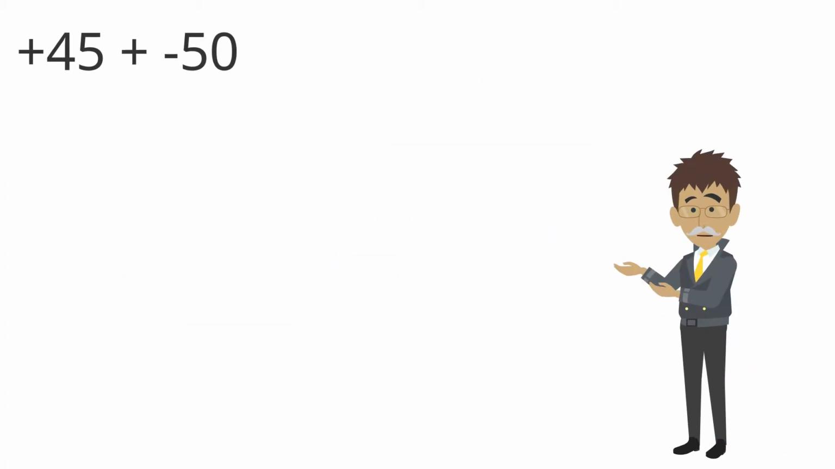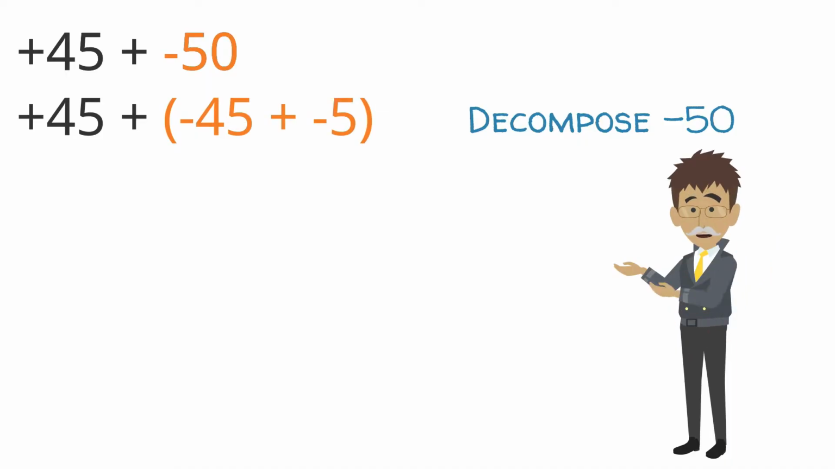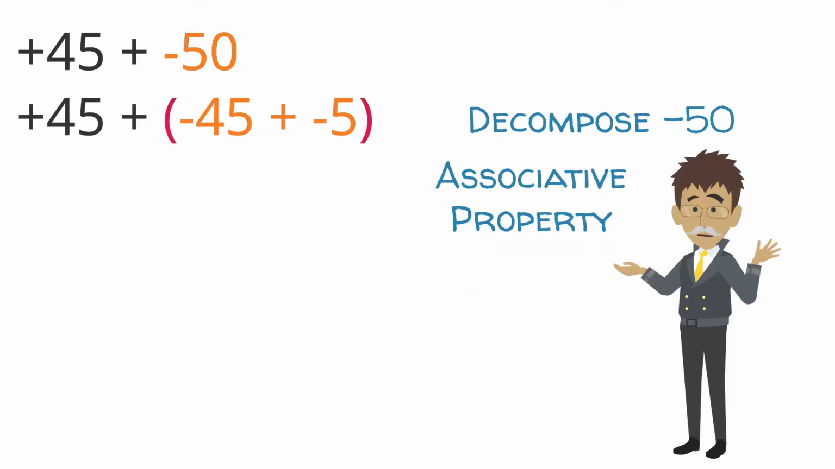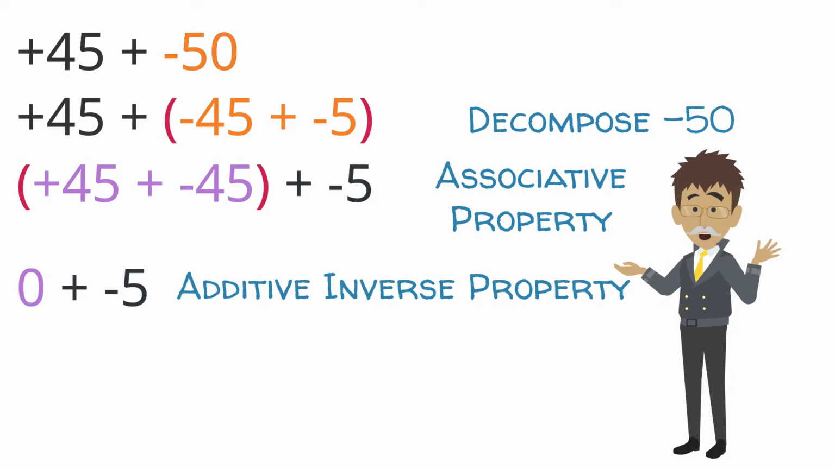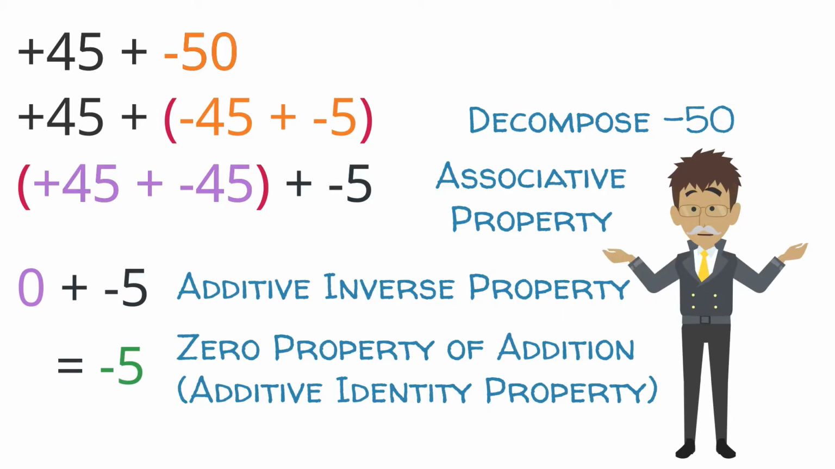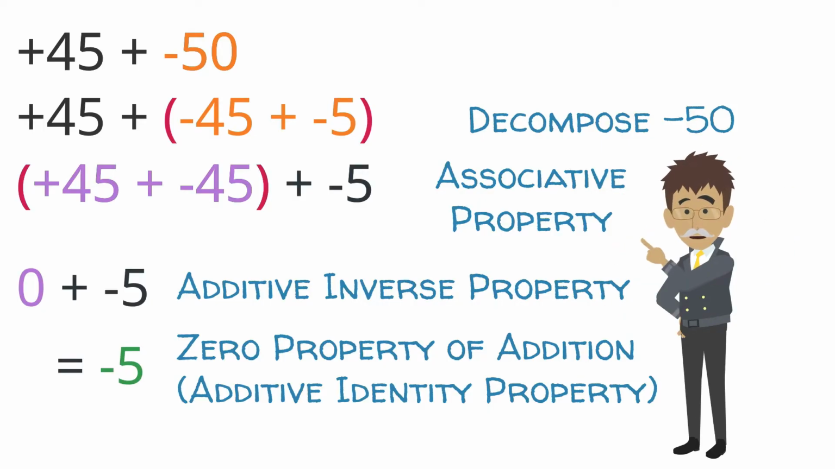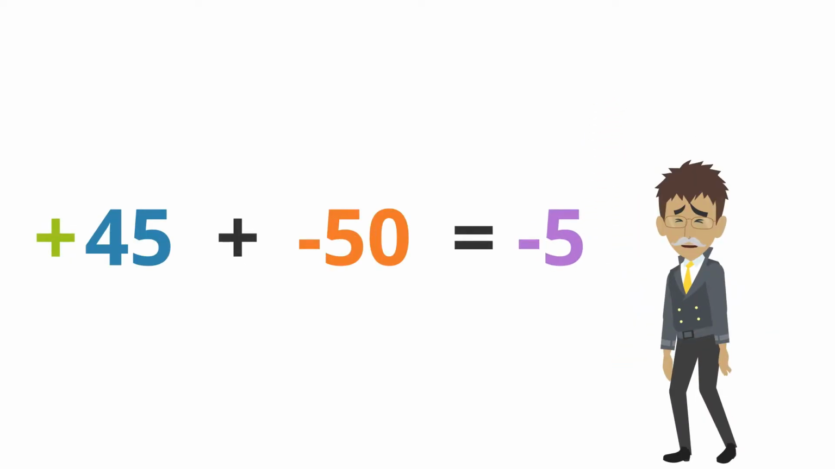Finally, let's look at the math. I start by using a regrouping strategy to combine the negative 50 with the 45. Then I use the associative property of equality to group the 45 and the negative 45. This makes a 0 pair and fulfills the additive inverse property. The 0 property of addition simplifies the statement, and I am left with negative 5. With regrouping and 0 pairs, we arrive at the same answer of negative 5. This means that I must borrow $5. It also means that I now owe my bank $5.